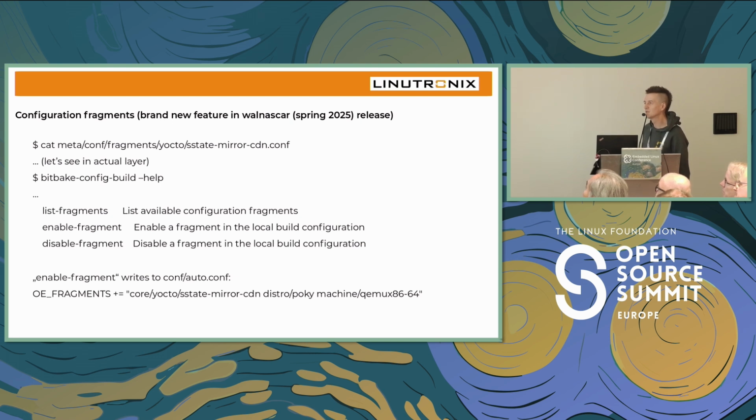So the next subject I'd like to talk about is options or fragments. How do you actually define them? This is a new feature. It's available in Walnascar. And I guess I should go back to the command line and actually show you existing features that are already in OE-Core and available.